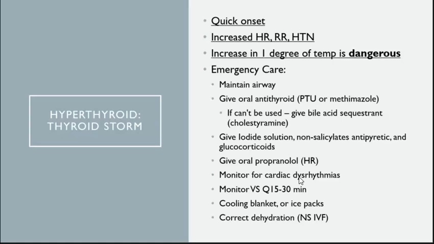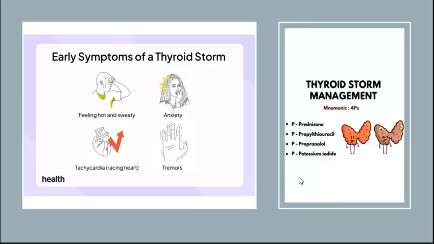Monitor cardiac dysrhythmias. Those vital signs need to be monitored every 15 to 30 minutes. Cooling blankets and ice packs. Correct dehydration. The 4 P's for thyroid storm: prednisone, PTU, propranolol, potassium.